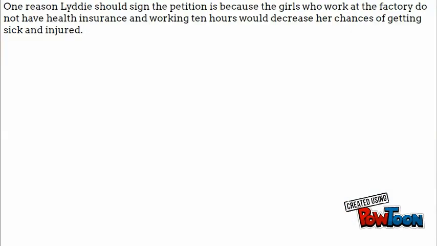So for my first sentence in my Lyddie body paragraph, I say, one reason Lyddie should sign the petition is because the girls who work at the factory do not have health insurance, and working 10 hours would decrease her chances of getting sick and injured. So I've made it very clear in my topic sentence what my reason is for Lyddie to sign the petition. These reasons should be coming off of the organizer you made about should she sign the petition, yes or no, whichever side you chose. So I took my first reason, I wrote it into a sentence, and I made it very clear what my first reason is.